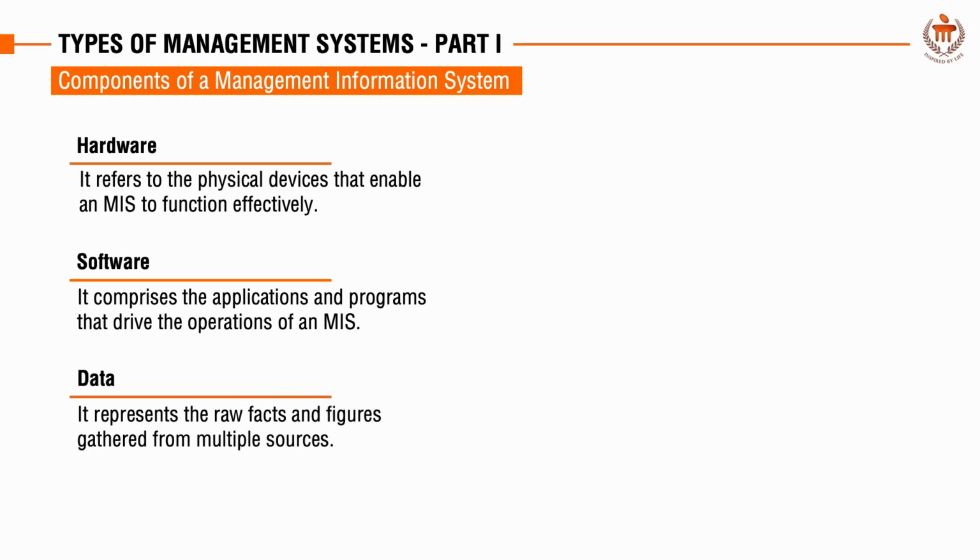Data. Data represents the raw facts and figures gathered from multiple sources, such as internal business activities and external market trends. Within an MIS, this data is processed and transformed into meaningful information that guides organizational decisions.